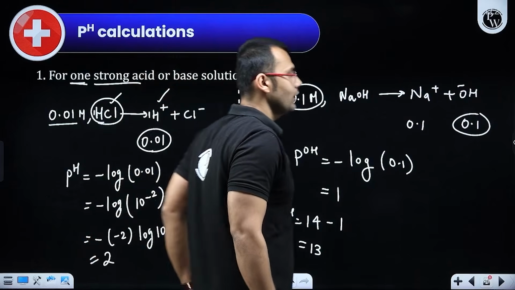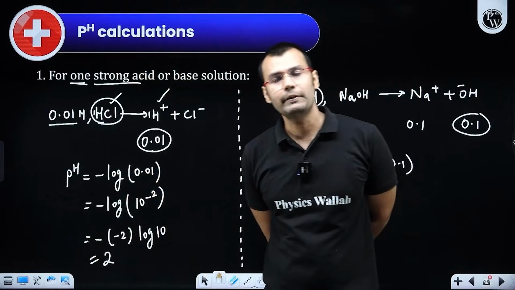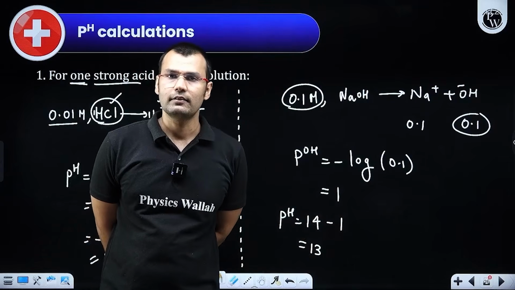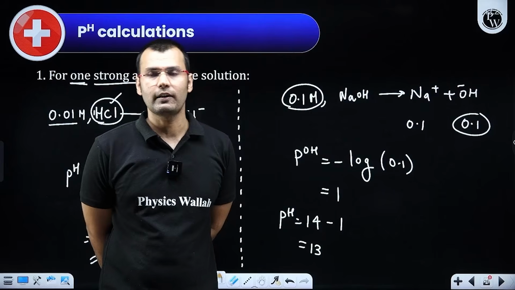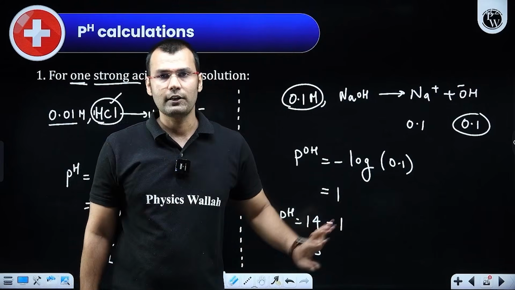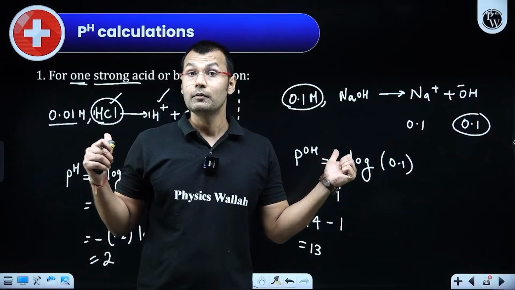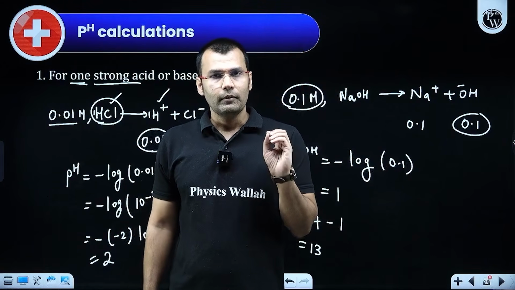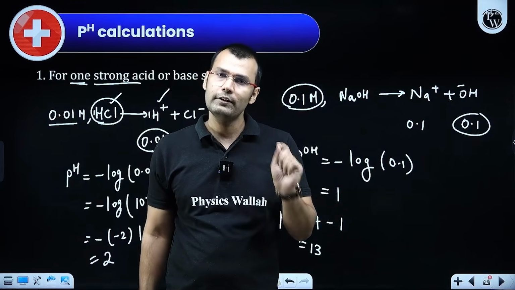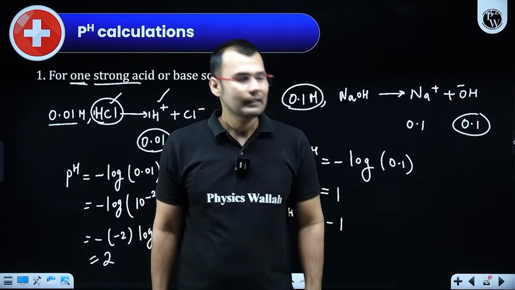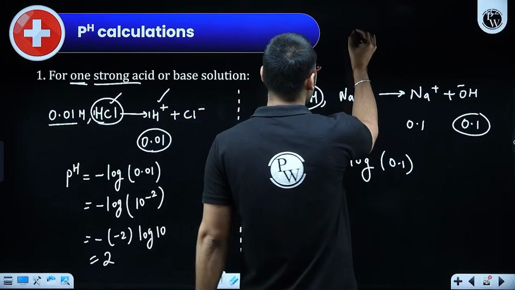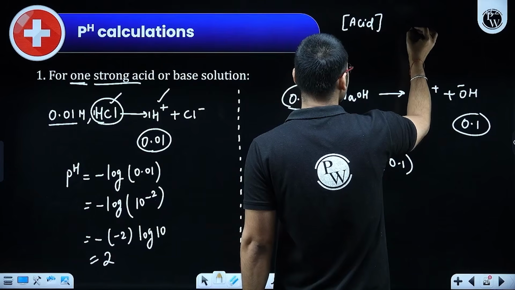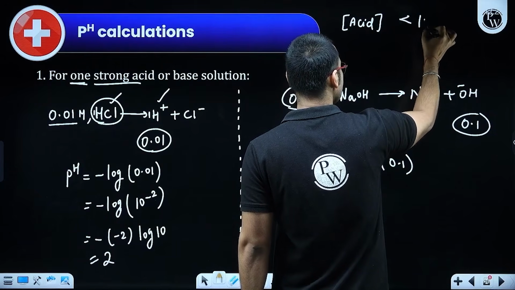So if it is a strong acid solution, find H+ and apply pH equals minus log H+. If it's a solution of a strong base, find OH minus, find pOH from minus log of the OH minus concentration, and then pH equals 14 minus pOH. Like this, you can find the pH of either a strong acid solution or a strong base solution. But there is a point which you need to keep in mind again. Sometimes the concentration of acid or base in the question will be less than 10 to the power minus 5.